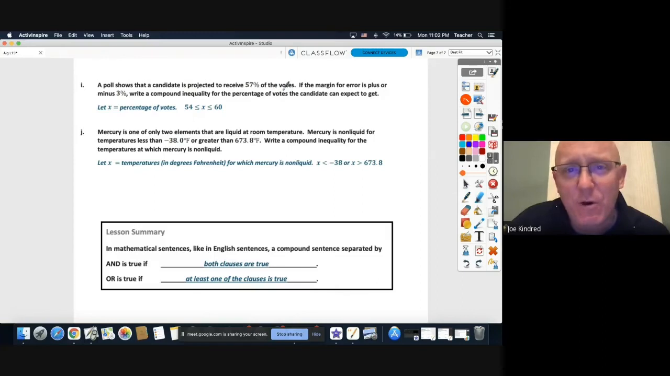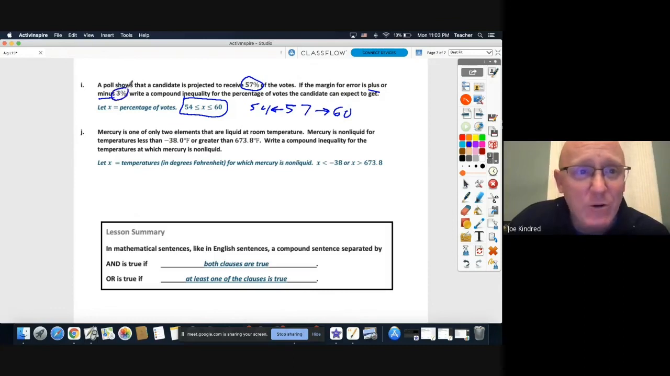And the final type of problem you're going to get is, for example, in I. A poll shows a candidate is projected to receive 57% of the votes. If the margin for error is plus or minus 3%, that meant from 57 minus 3, which is 54, and then going this direction, add 3 to 60. That's the range at which these percentages will be. And so it wanted you to write a compound inequality for the percentage of votes the candidate can expect to get. And that's how they got this answer.